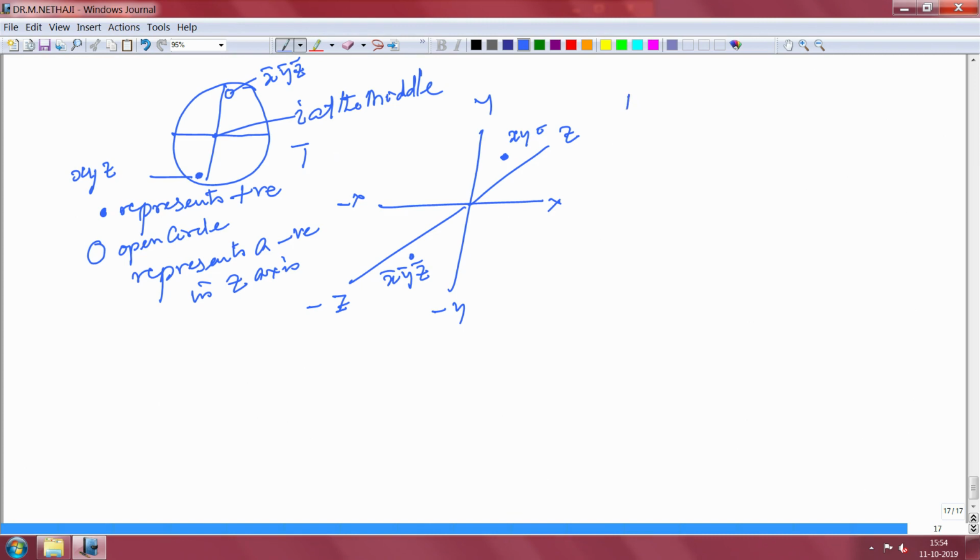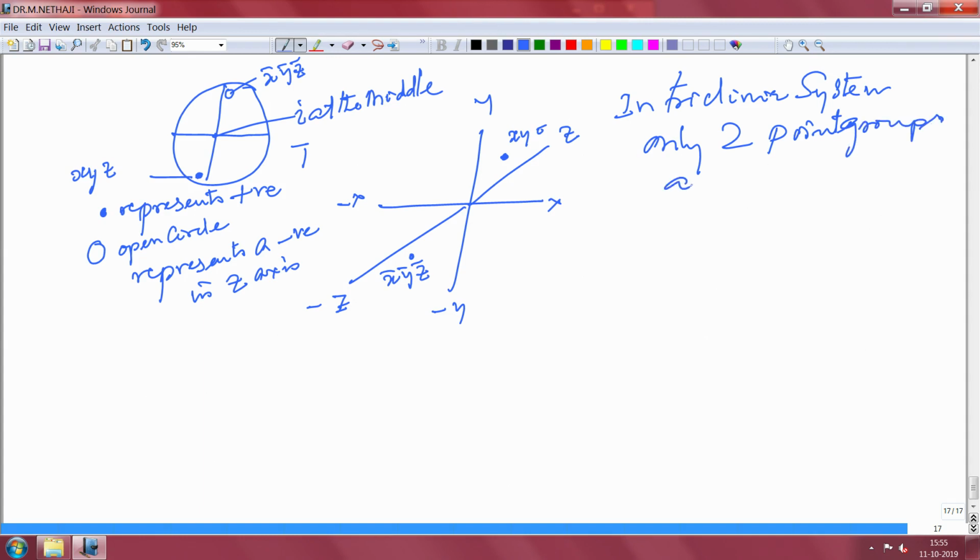So, in the triclinic system, only 2 point groups are possible, that is 1 and 1 bar.